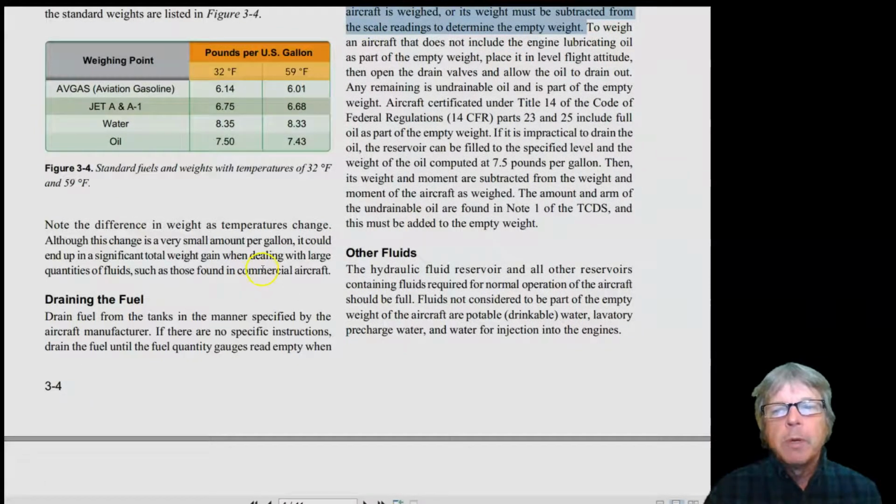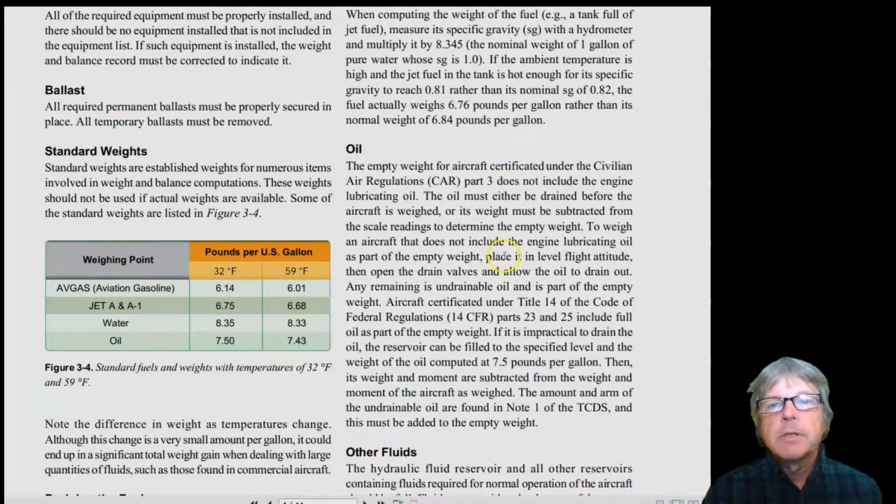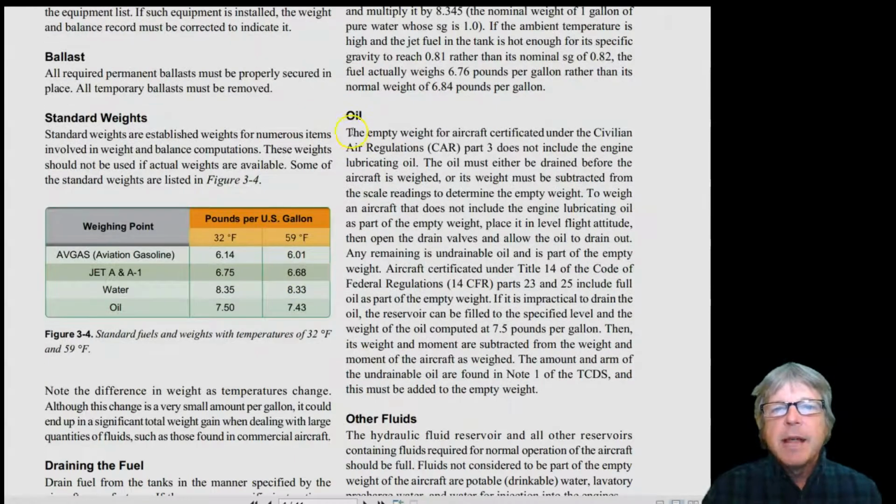Of course, when we weigh an airplane, we drain the fuel from the tanks, and we want the airplane to be empty of fuel when it's weighed. We did talk about an alternate means where you could fill the tanks and then subtract the fuel from your weight and balance check. But the standard configuration is to have the airplane with no fuel. We cannot take out the unusable fuel. That's the fuel that's inside the hoses and the lines. So we drain the usable fuel out. We drain the tanks.